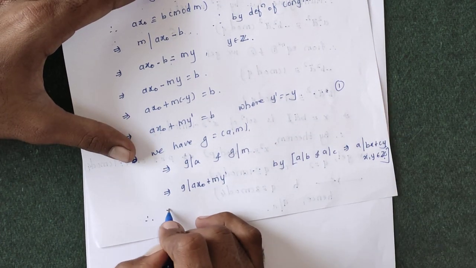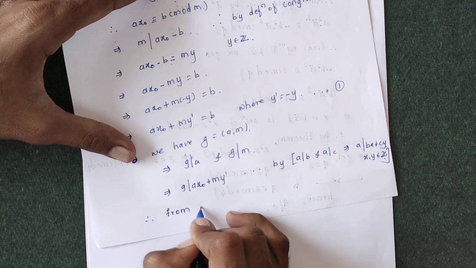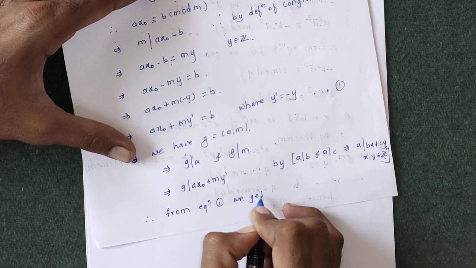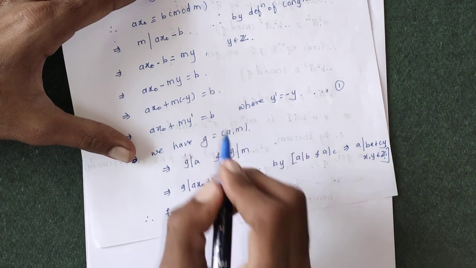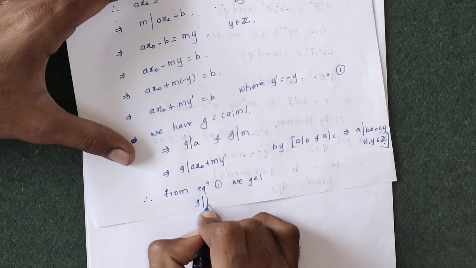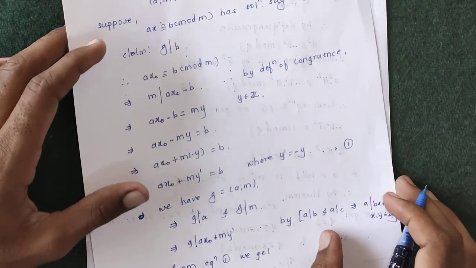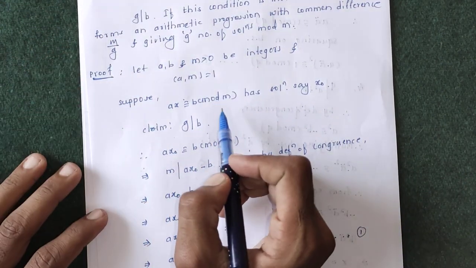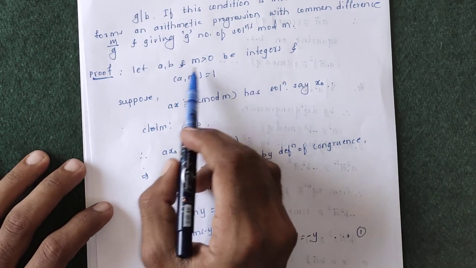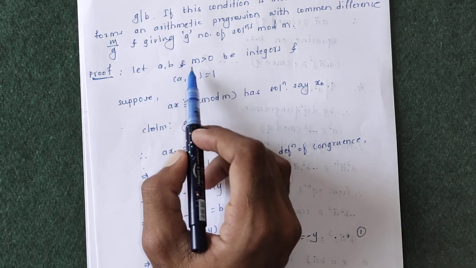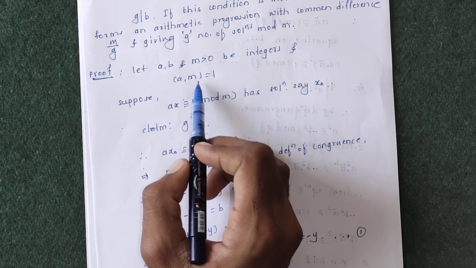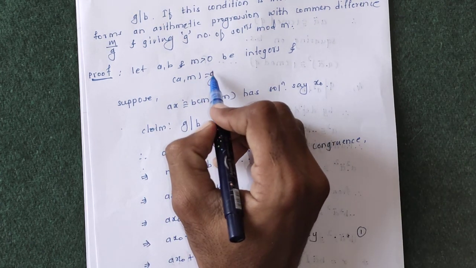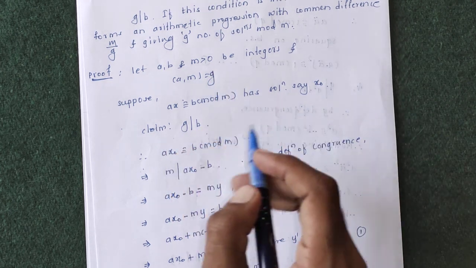Therefore from equation 1 we get G divides B. Hence the proof of the first part. In the proof of the first part, we have been given that A and B are integers, M is a positive integer, and GCD of A and M is G. Make correction here: GCD of A and M is G.